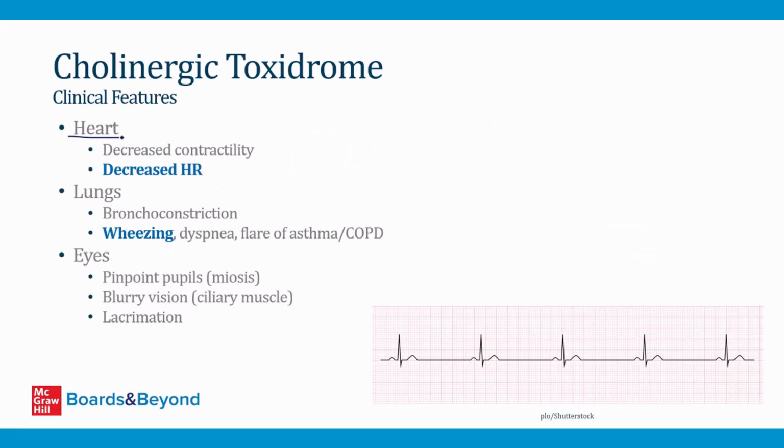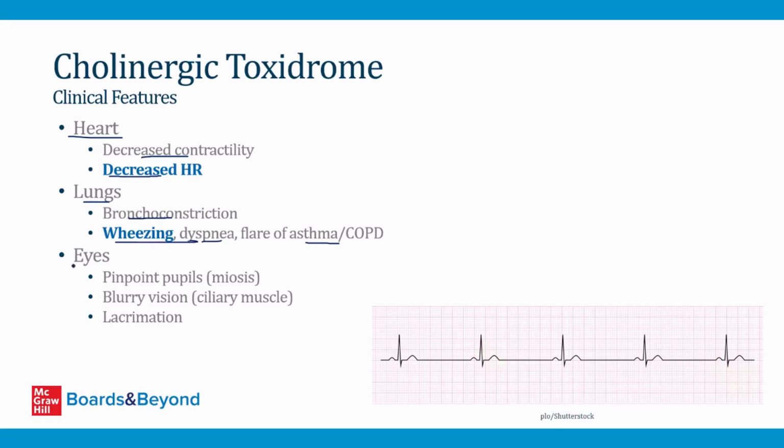In the heart, acetylcholine activity decreases contractility and also slows the heart rate. So bradycardia is a classic feature of a cholinergic toxidrome. In the lungs, acetylcholine on muscarinic receptors causes bronchoconstriction, so patients can present with wheezing and dyspnea. If they have a history of asthma or COPD, they can experience a flare of those conditions.